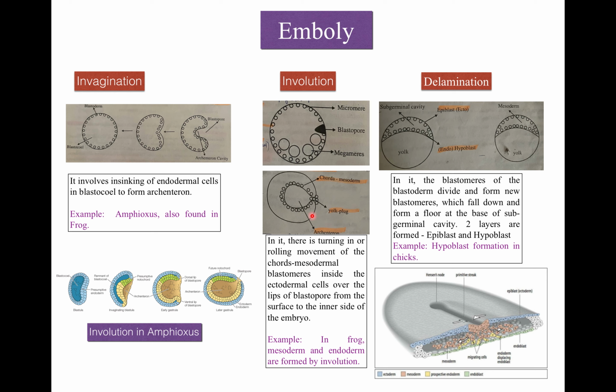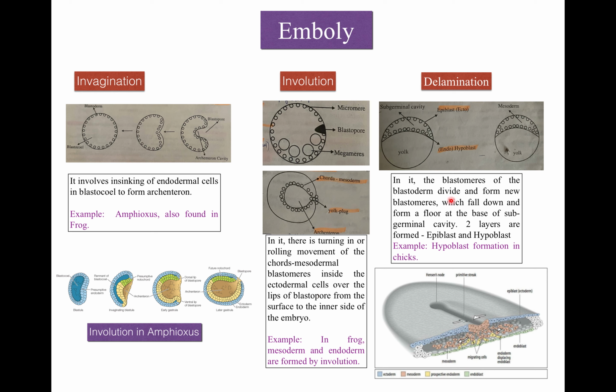It is found in frog, mesoderm and endoderm are formed by involution. So this is a chorda mesoderm and then this is an archenteron. So it is a rolling movement of the chorda mesodermal blastomeres inside the ectodermal cells over the lips of blastopore from the surface to the inner side of the embryo. It is an involution.